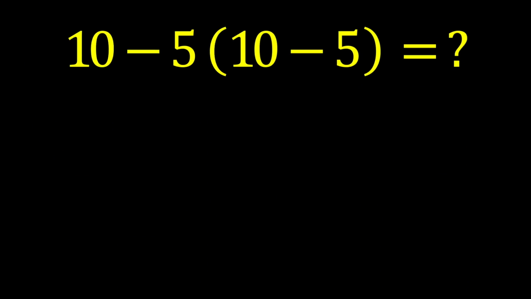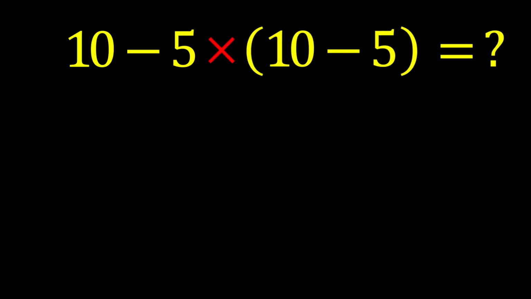The expression is 10 minus 5 times open parenthesis, 10 minus 5, close parenthesis. In this expression, there is one subtraction, one multiplication, and one pair of parentheses. Inside the parentheses, there is another subtraction. The multiplication sign is written here. In mathematics, when a number is written next to parentheses, it means that the number is multiplied by the expression inside the parentheses, but for simplicity, the multiplication sign is usually not written.